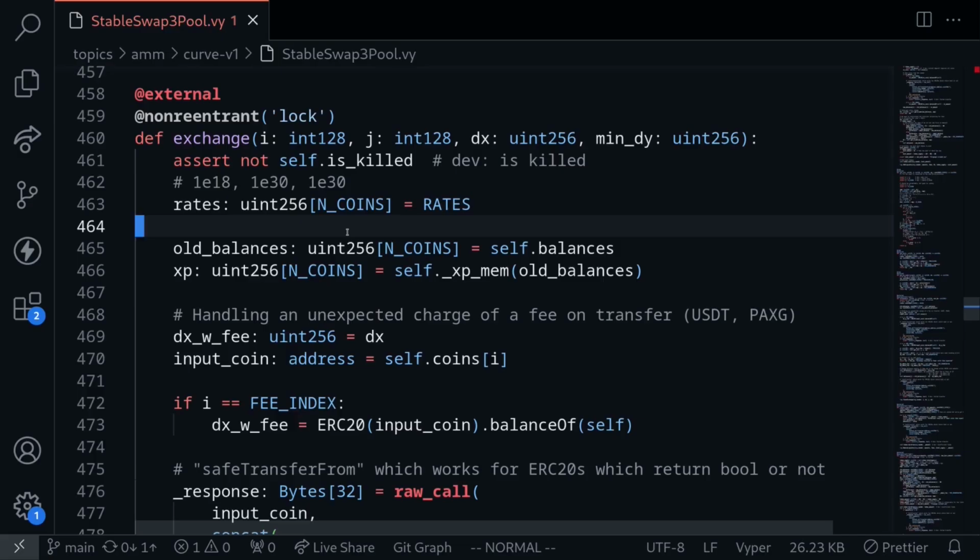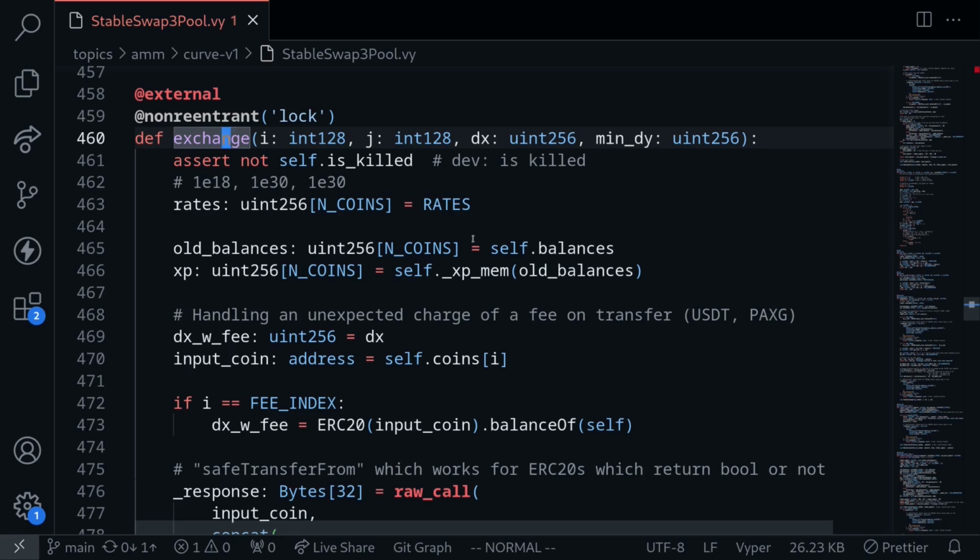To swap tokens on Curve V1 AMM, you'll need to call the function exchange. It takes in several inputs: index i, index j, dx, and min dy. i is the index for the token that's going to come in, and j is the index for the token that's going to go out. dx is the amount of token to put in, and min dy is the minimum amount of token that you expect to get back, or else this function will fail.